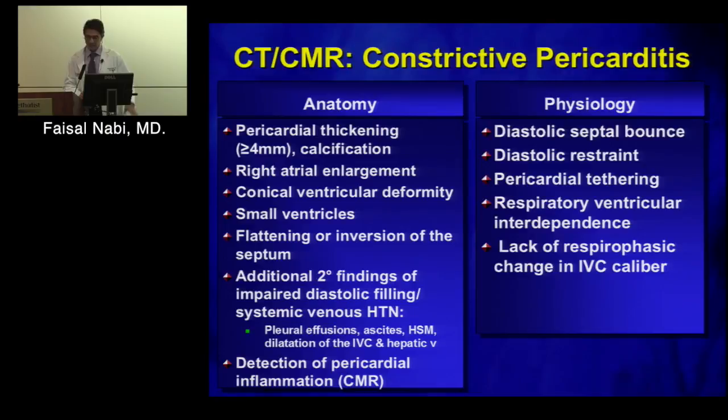And then again, the secondary findings of impaired filling, both systemic and pulmonary venous. Do you have pleural effusions? Do you have ascites? Are you seeing right atrial enlargement? Are you seeing dilation of the hepatic veins? Are you seeing hepatosplenomegaly? Have you seen a dilated IVC? Those all go along with impaired diastolic filling. And then finally with CMR, with the actual anatomy, not only can you determine thickness, but you can determine inflammation of the pericardium. Now, CMR, of course, greater than CT, has a much higher temporal resolution.